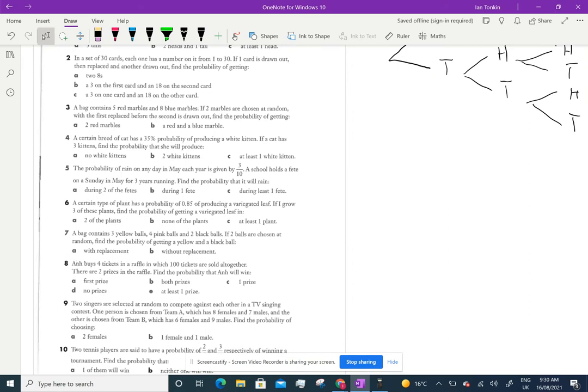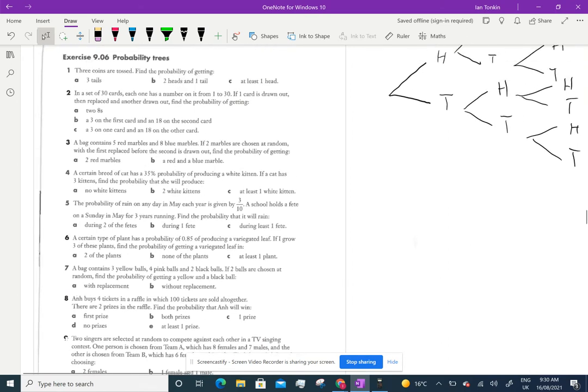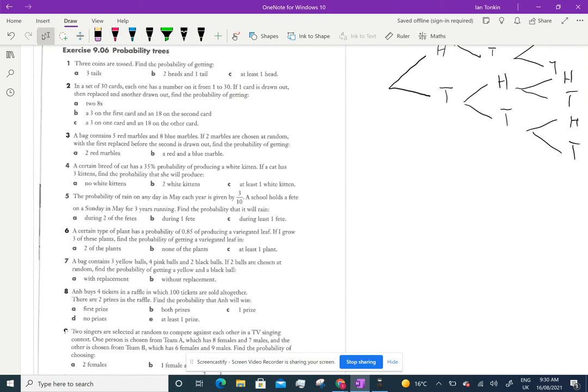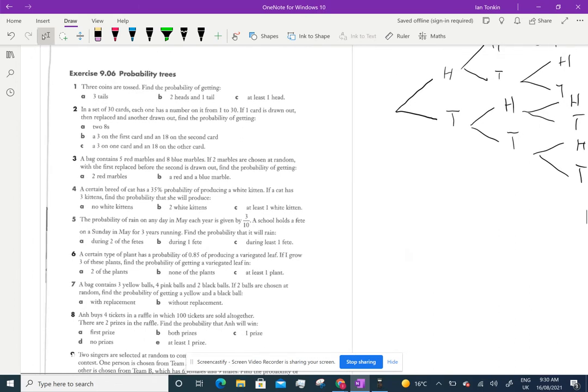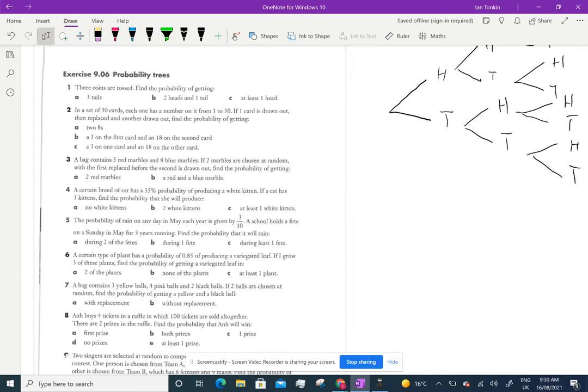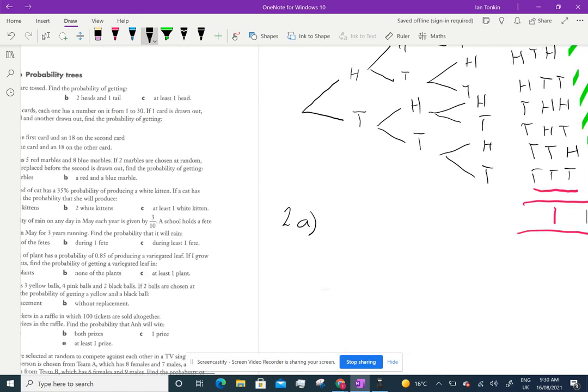Now question 2, I am not going to draw a tree diagram for this. 30 cards, I'm not going to draw a branch with 30 cards and then have another 30. Like if I'm drawing 2 cards out and there are 30 and then another 30, that's 900 different branches. I'm not going to draw it. I'm going to show you a way to draw a tree diagram doing question 2a, but I'm just going to use the "and" or "or" for the other ones.